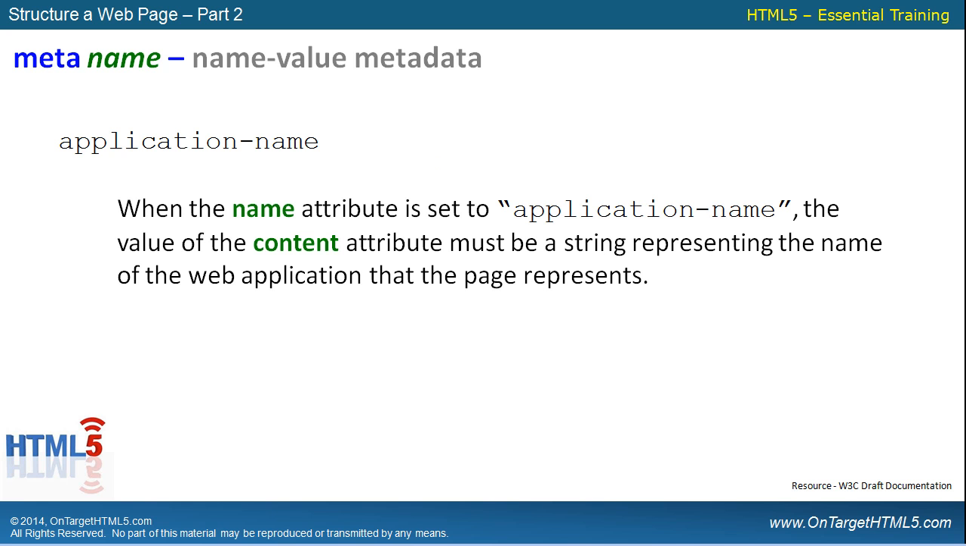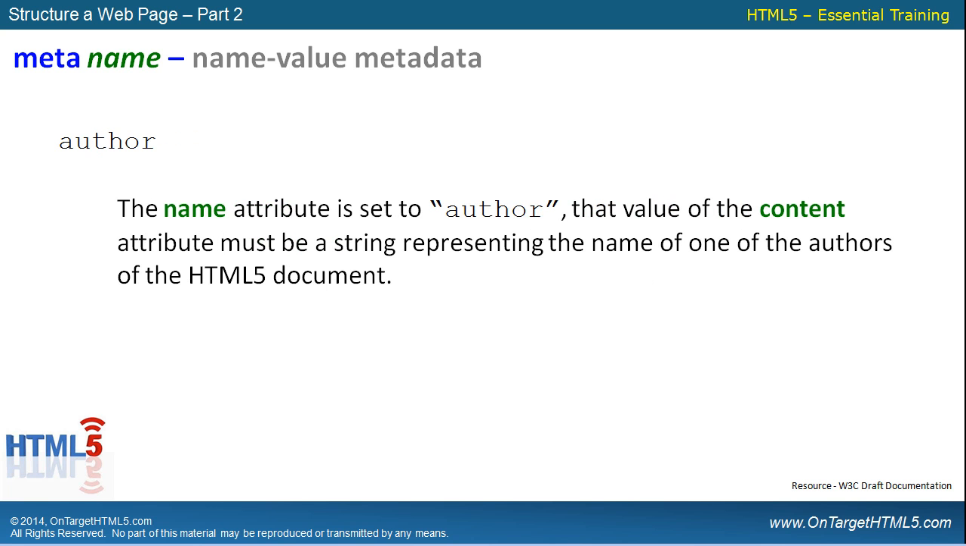Application name. When the name attribute is set to application name, the value of the content attribute must be a string representing the name of the web application that the page represents. This is not used that often in simple website design. You won't see it that often. It's not something we use all the time. I probably will cover some of this as we get into our advanced tutorial sections. But for what we're currently doing on our website design, we're not going to go into these applications that you can run inside your head element.